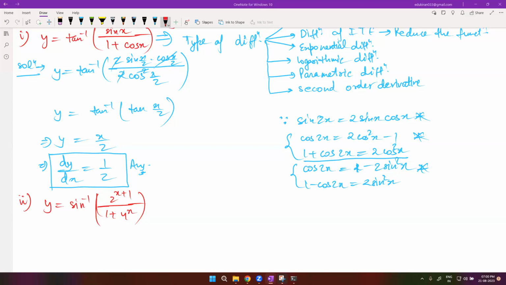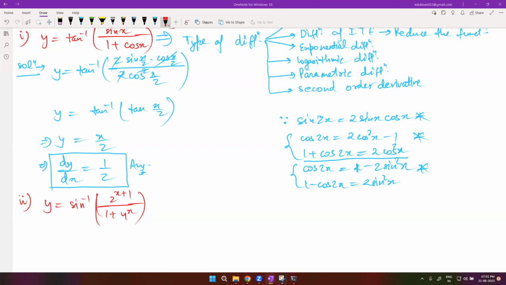We have to reduce the function. We had to actually remove this inverse trigonometric function, which is applied on the outside of the whole function, right? तो पहले केस में tan inverse था, we have removed tan inverse. Now in the second case, we need to remove sin inverse, right? That is how we can reduce the function. But inside, the function given is 2 to the power x plus 1 divided by 1 plus 4 to the power x, right?